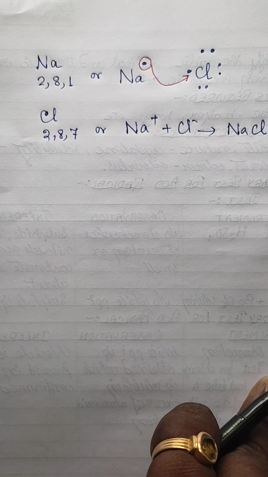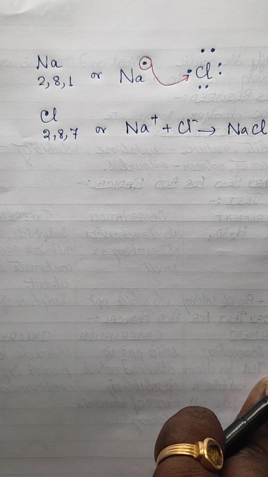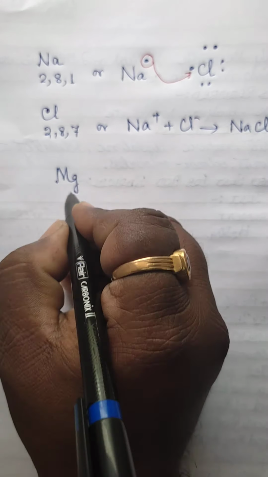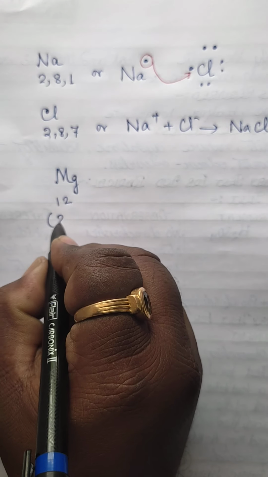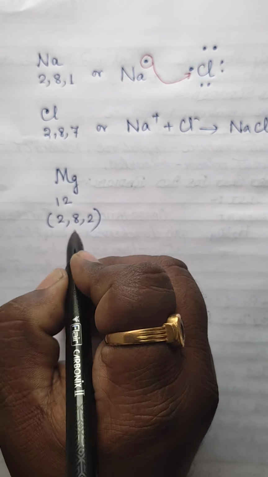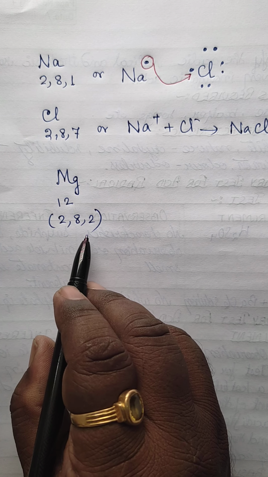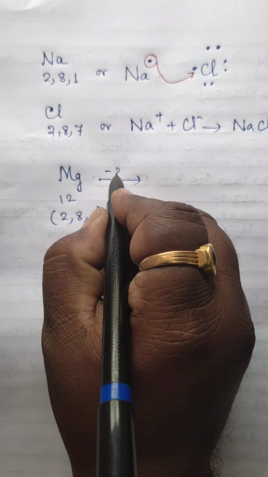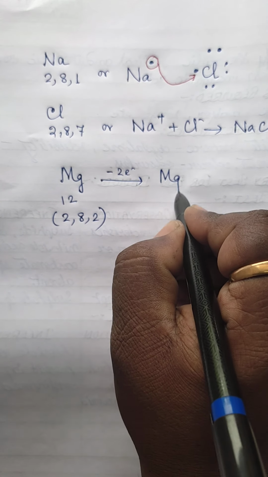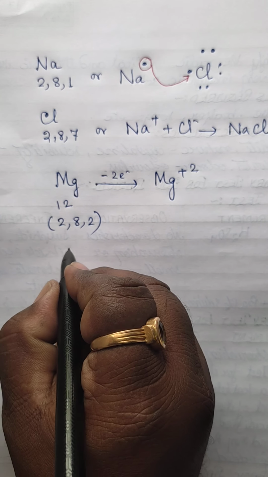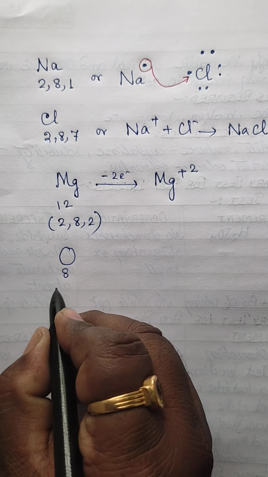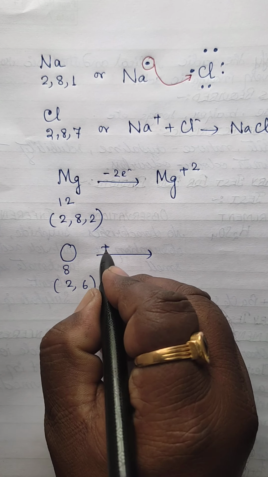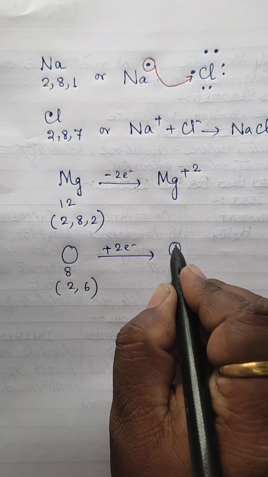Now suppose I discuss the formation of magnesium oxide. See, magnesium's atomic number is 12. That means it has 2, 8 and 2 in the outermost shell. As it has 2, it does not have an octet, so it will always try to have an octet. It will give away 2 electrons and form Mg2+. Now in the case of oxygen, the total number of electrons is 8, that means 2 and 6. So oxygen has a deficiency of 2. So it accepts 2 electrons and forms O2-.